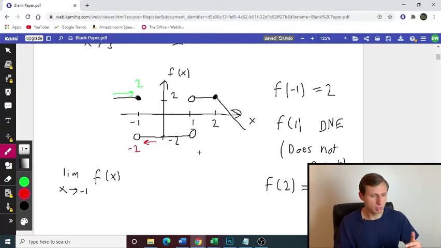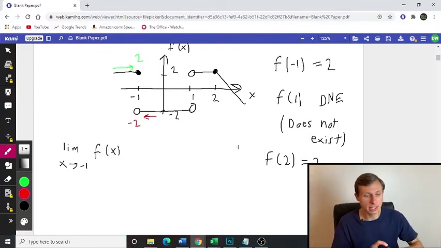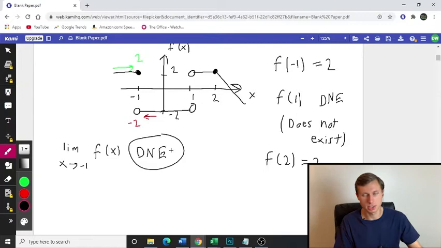What's the limit in that case? They're approaching 2 different numbers. The limit, I'm going to tell you, does not exist, DNE. And the reason for that is because it's approaching 2 different numbers from both sides. Okay? It's approaching 2 different numbers from both sides. The limit does not exist.